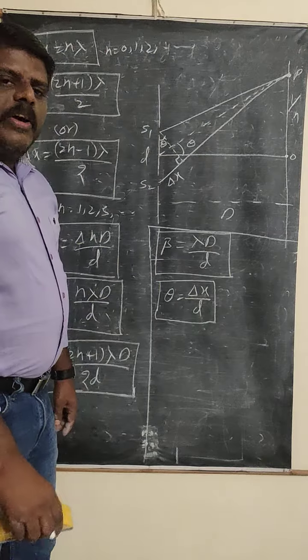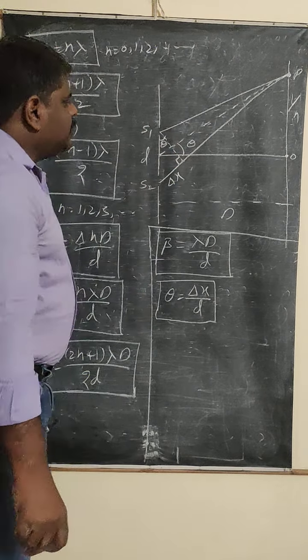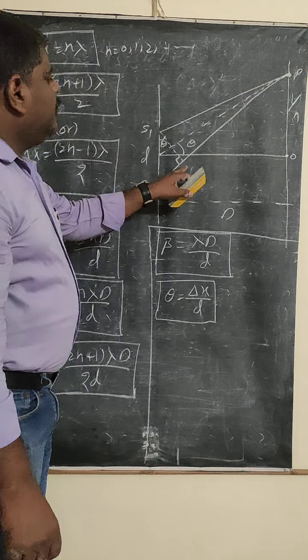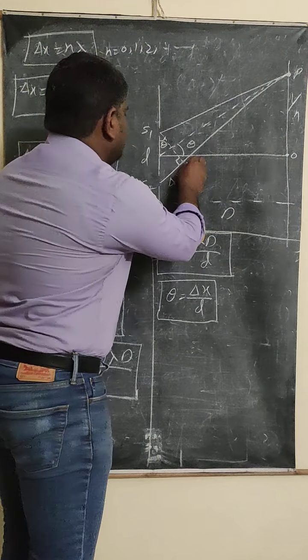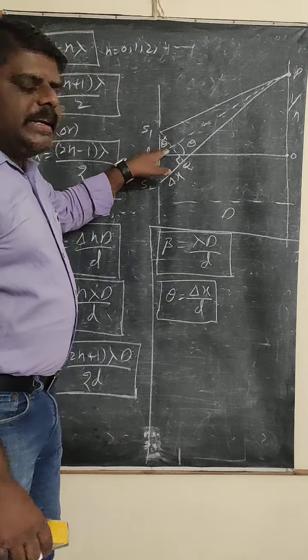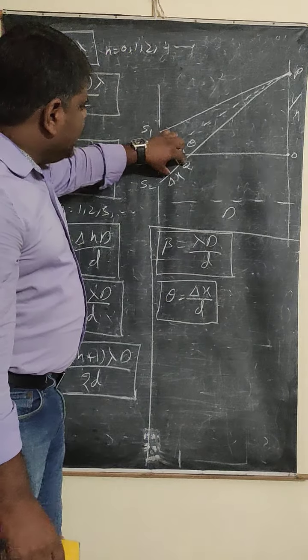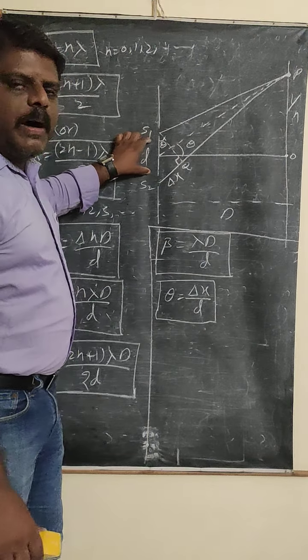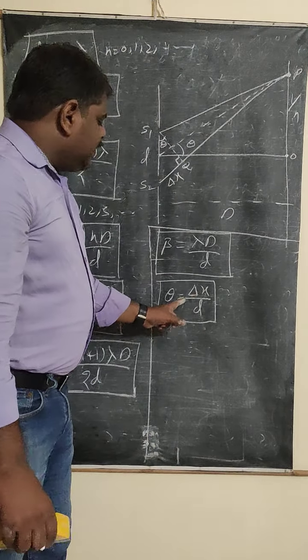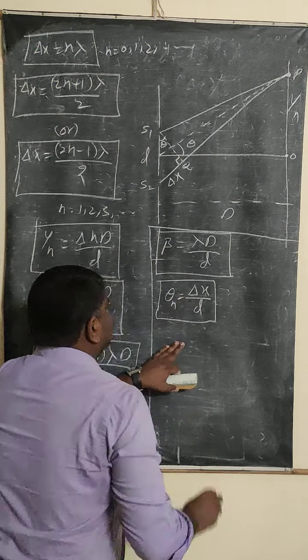Okay, from where are we going to derive this equation? From this triangle S1, S2, Q, whatever point you are taking. If I write sin theta is equal to what? Opposite by hypotenuse. Opposite is delta x, hypotenuse is small d. So theta is equal to delta x by d. You can write it as theta n.